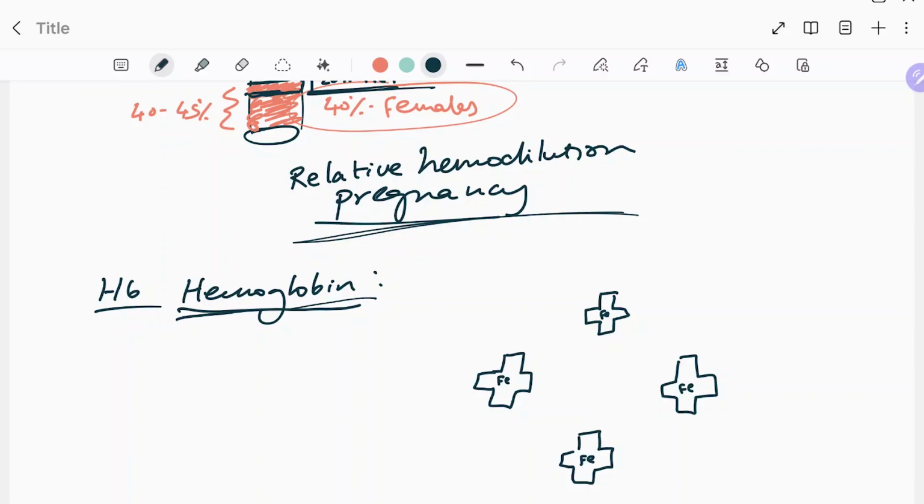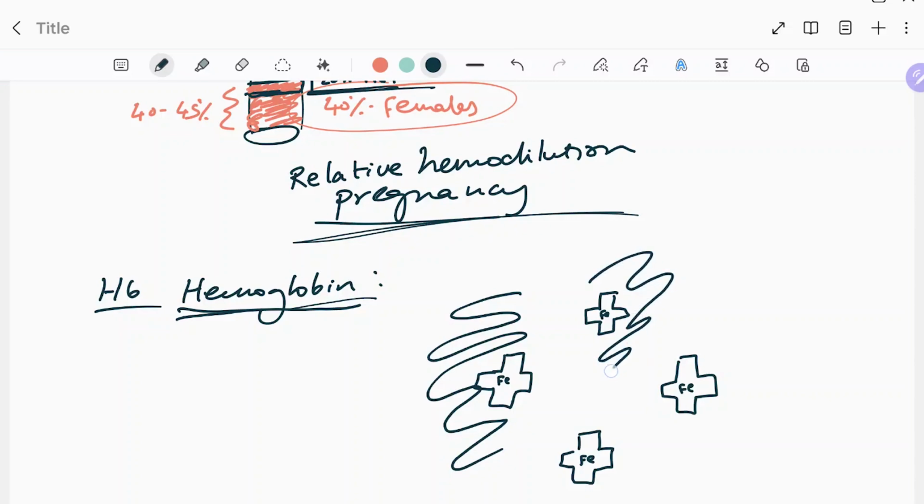This is the heme, which is in association with one big chain called globin. So it's got its globin chain around it like this. So there are four hemes and four globins in a hemoglobin molecule. It's a very big molecule, around 62,000 atomic mass units roughly.